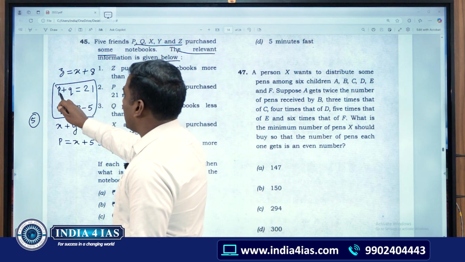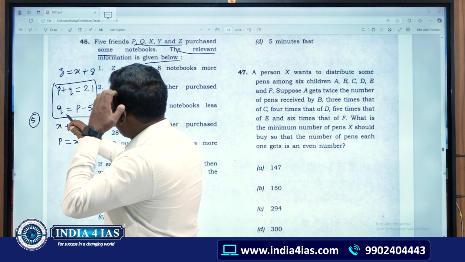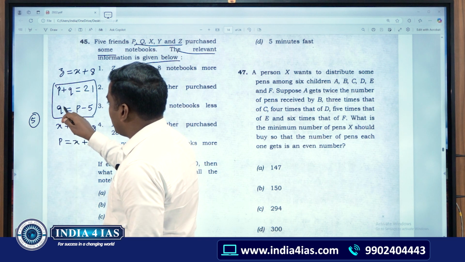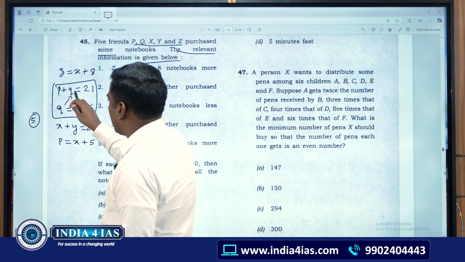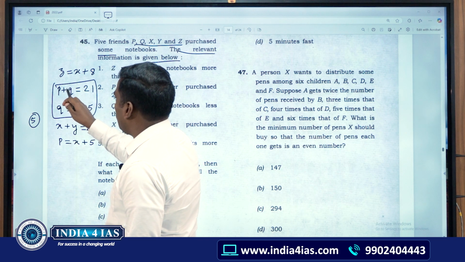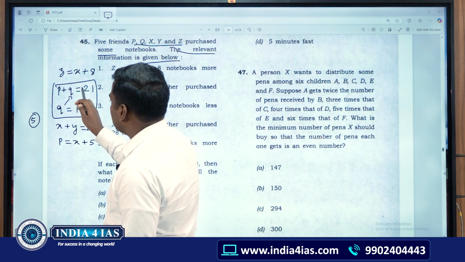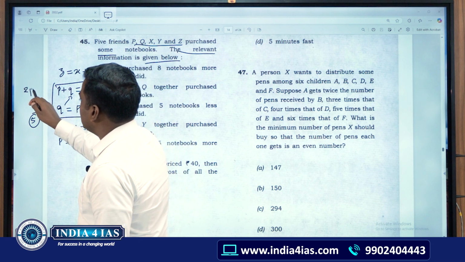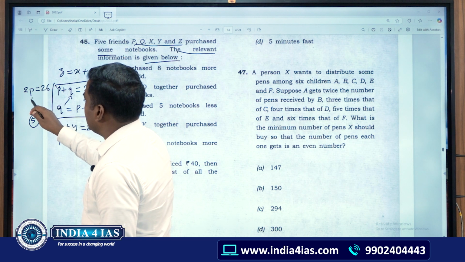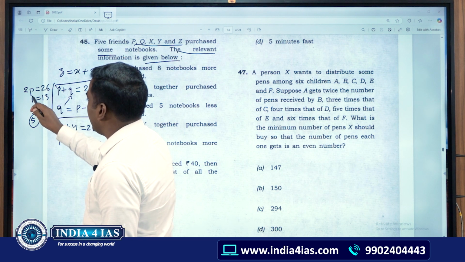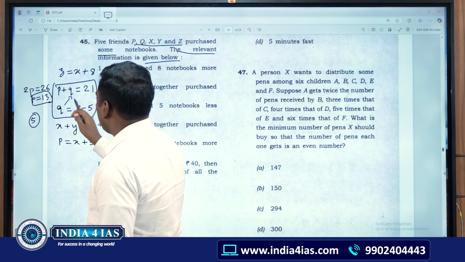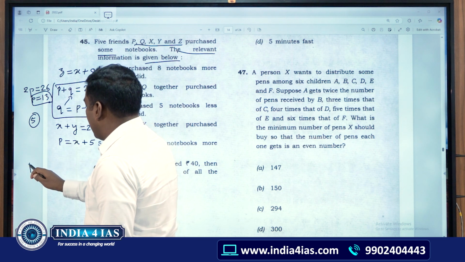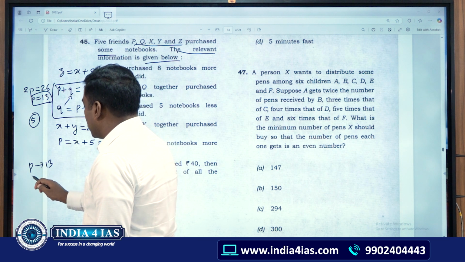This particular equation, P plus Q is equal to 21, and Q is equal to P minus 5. Put this Q value here, that becomes P plus P minus 5, that is 2P minus 5. 2P minus 5 is equal to 21. So 2P is equal to 26. So P is equal to 13. When P is equal to 13, Q should be 8. So P is 13, Q is 8.